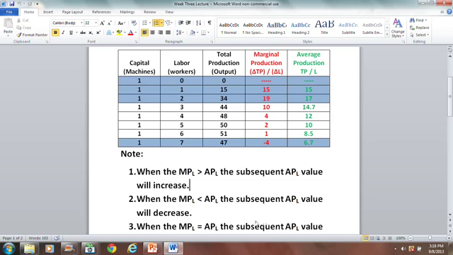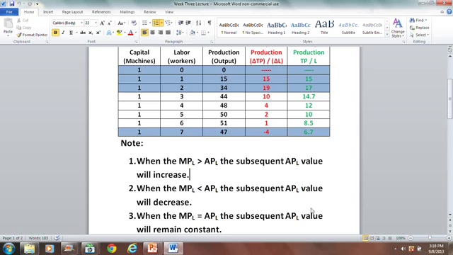And then the third scenario says if we add someone whose marginal product is equal to the average product of the current group, then the average product will remain constant. That is, if we hire someone who adds an additional 5 units of output, and our current group of workers are producing on average 5 units of output, then the average product stays the same.